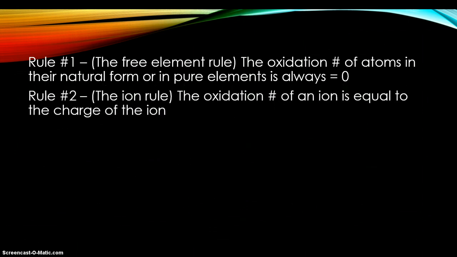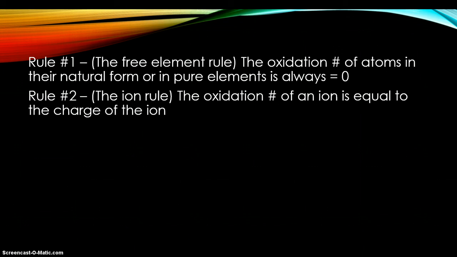Rule 2, you are going to use a lot more frequently, and this is the ion rule. Basically it says that the oxidation number of an ion is equal to the charge of the ion. This is going to apply more to ionic bonds. So if you have an ionic bond, let's say you have something like calcium, and it has 2 valence electrons, it loses those 2 valence electrons, it becomes an ion, it's positive 2. Well, if I know that it lost 2 valence electrons and its charge is positive 2, then that's what its oxidation number is as well.